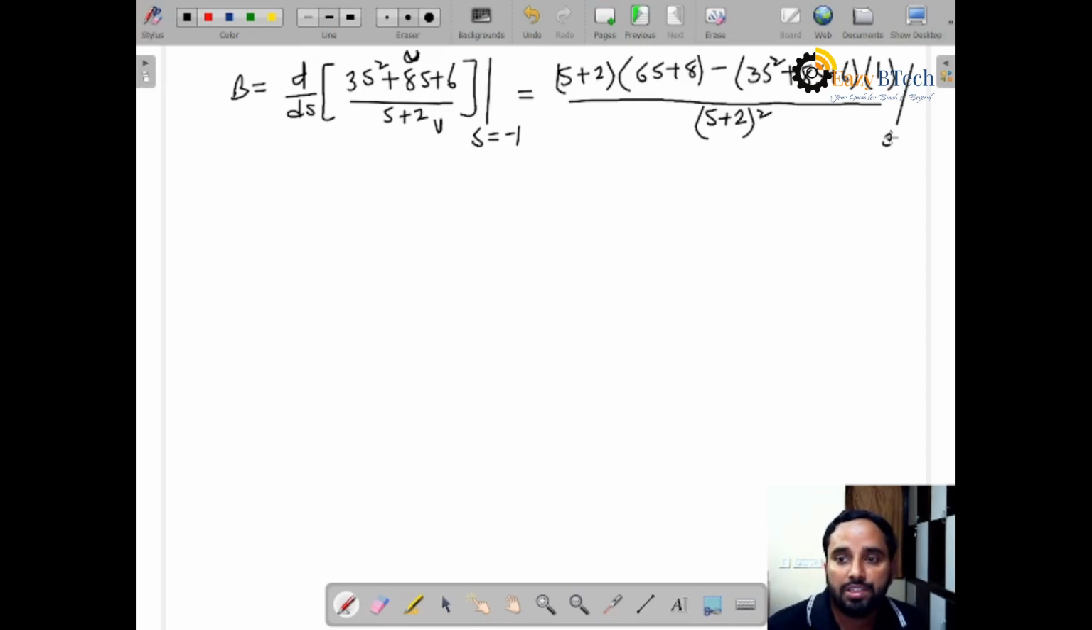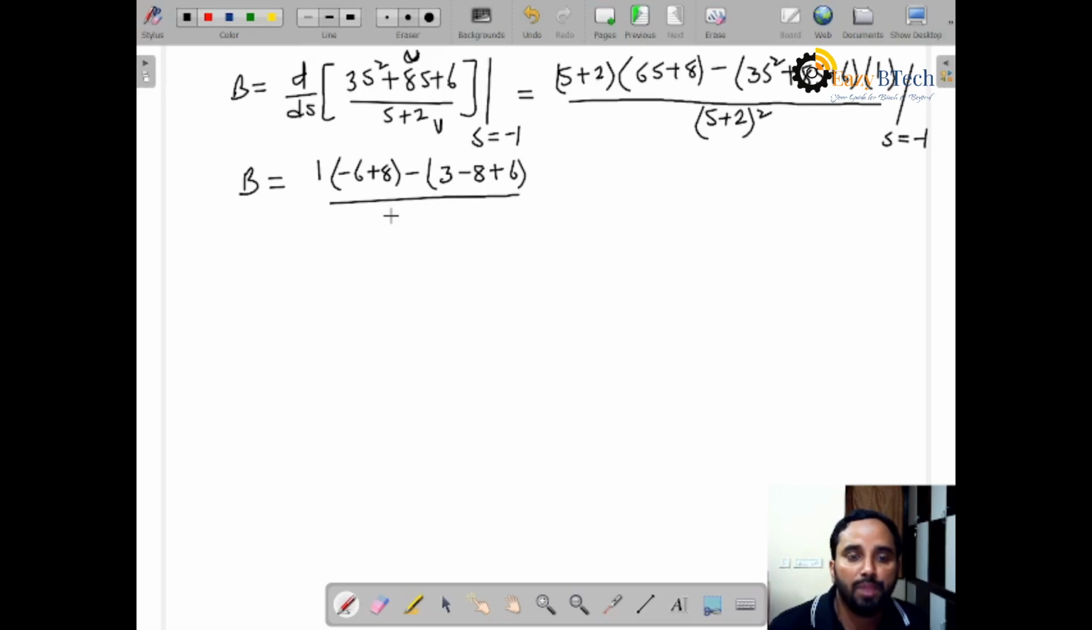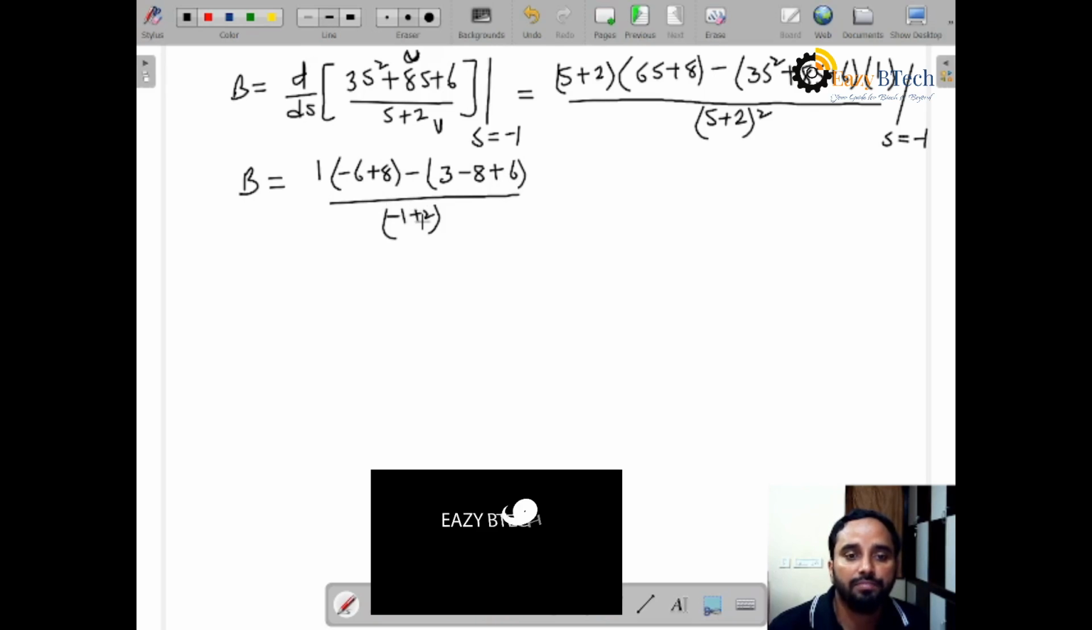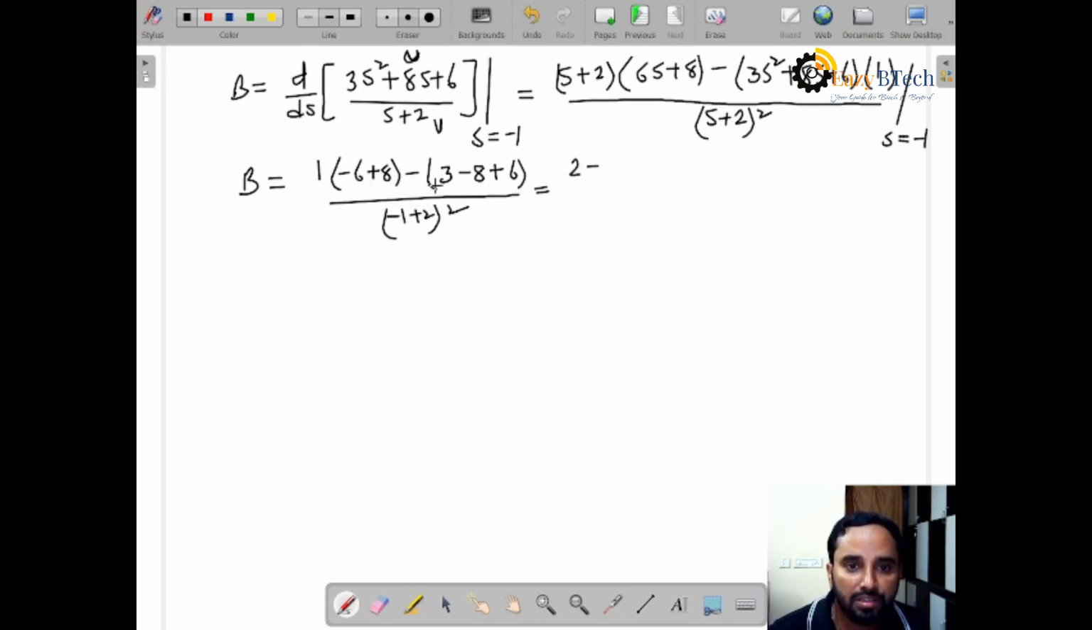After that substitute s is equal to minus 1. So wherever you have s, keep that minus 1, we get the b value. So here minus 1 plus 2 is 1. Minus 1 into 6, minus 6 plus 8. Here 3 minus 8 plus 6 divided by (minus 1 plus 2) whole square. So this is the b value here. 2 minus (9 minus 8), 1. So 2 minus 1 by 1. So b is equal to 1.